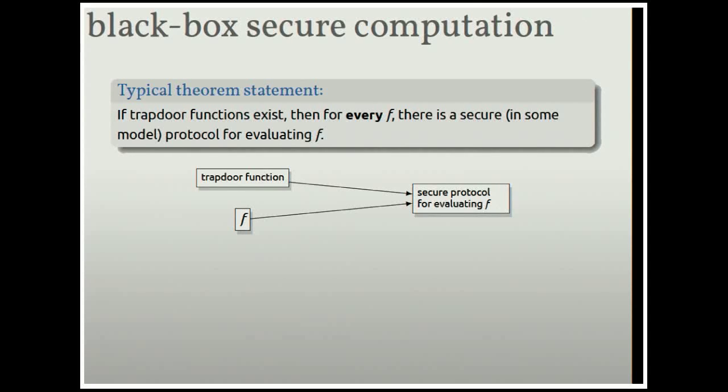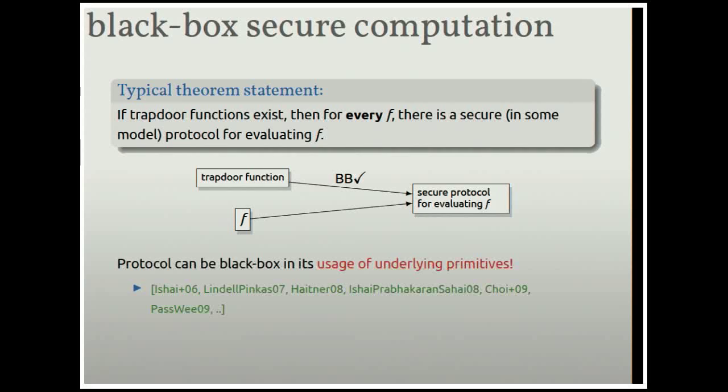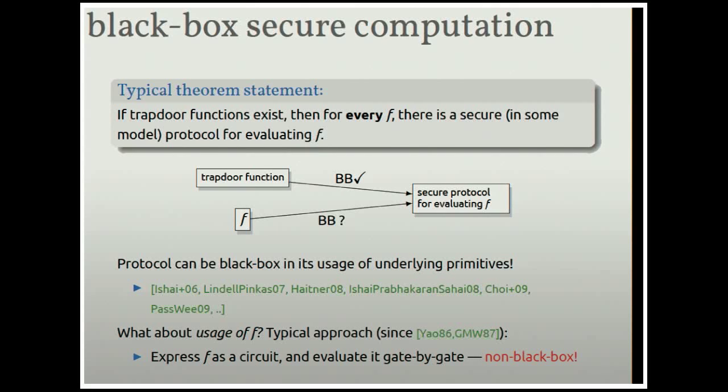So we want to see how the protocol uses its ingredients, whether that's in a black box way or non-black box way. Well, for the first arrow there, we know how secure computation protocols can use their underlying cryptographic primitives in a black box way. There's been a long line of results, so we finally have some pretty good protocols that are really great. They use, say, trapdoor functions in a black box manner. But if we look at how most of these protocols go in terms of their usage of the functionality, the typical approach is you represent the function as a circuit, and then you evaluate the circuit gate by gate. At some level, that's how most of these things go. That's a fundamentally non-black box usage of the functionality F.